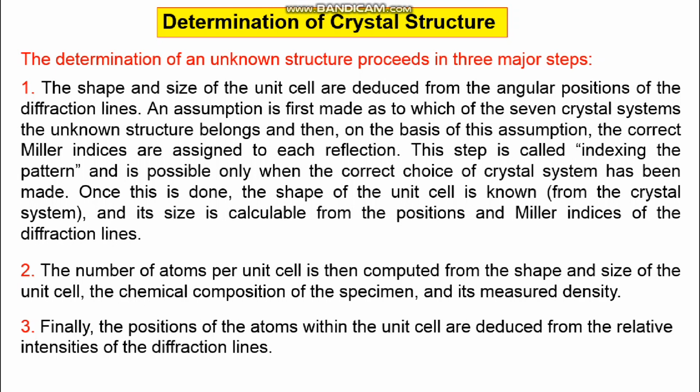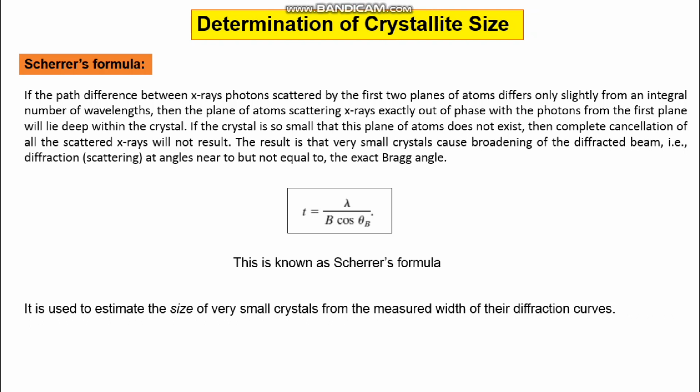After that, the number of atoms per unit cell is calculated from the size of the unit cell, the chemical composition of the specimen, and the measured density. Finally, the positions of the atoms within the unit cell are calculated from the relative intensities of the diffraction lines. We can also determine the crystallite size of a sample from XRD. This is done by the Scherrer formula, which is given by T equals lambda by beta cos theta. It is used to estimate the size of very small crystals from the measured width of the diffraction curves.